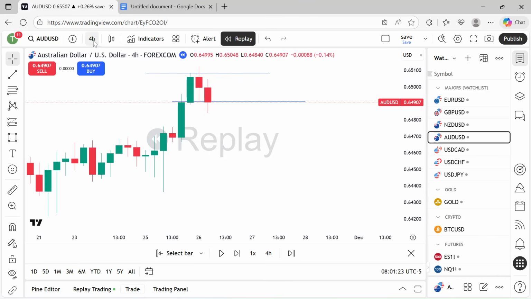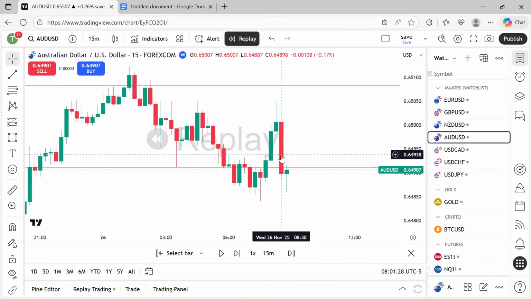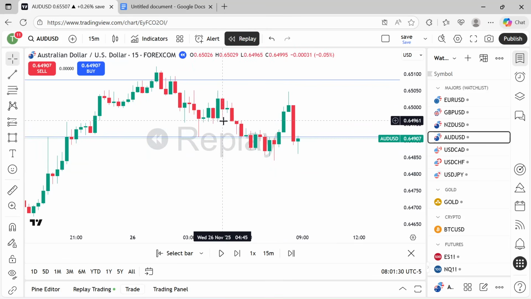So now what you're going to do is go in and look for your market structure shift. Same thing, look, here is 5 o'clock. You see this? See this, right? We're about to come into 5 o'clock.